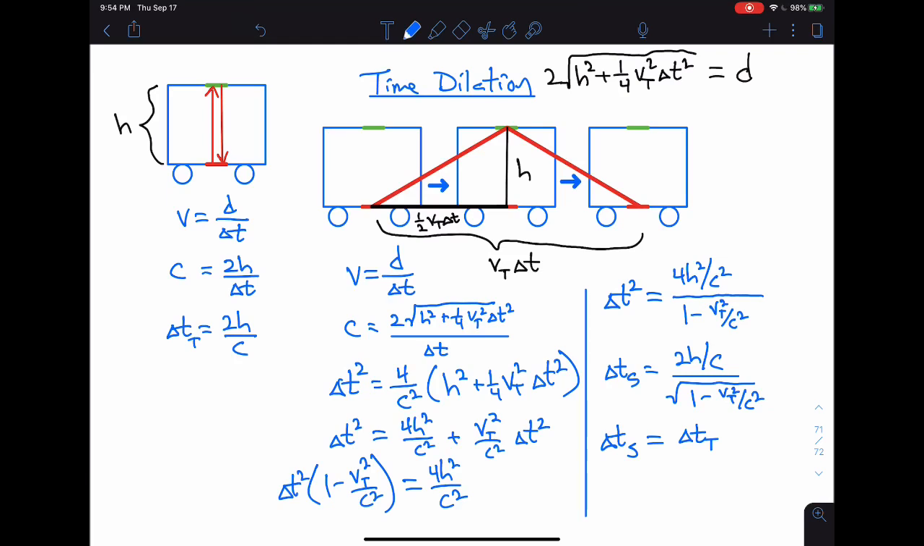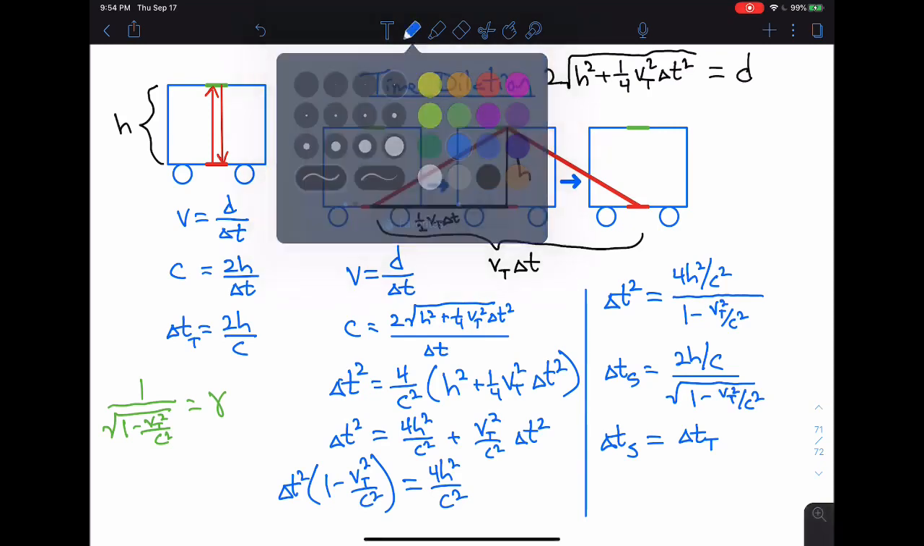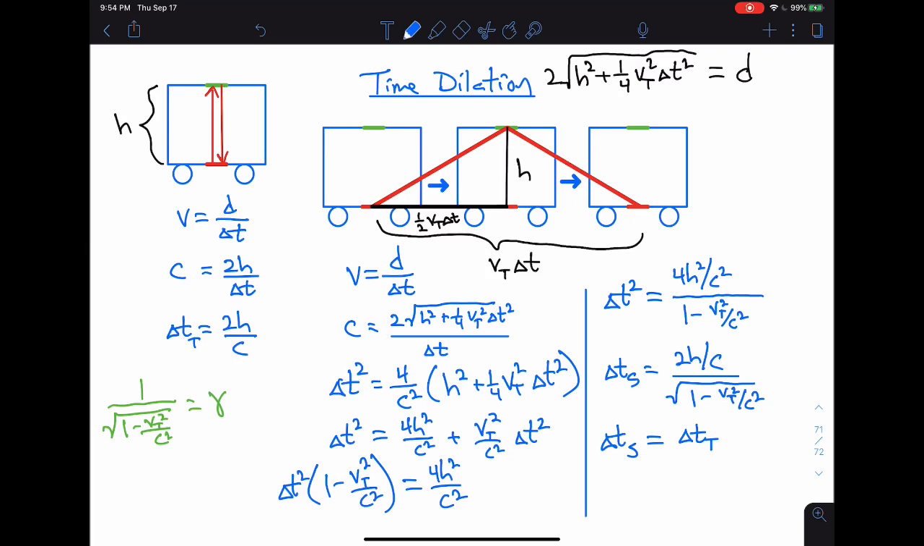let me write this in a different color just to make it obvious. 1 over the square root of 1 minus v sub t squared over c squared, that's commonly referred to as gamma. So I end up with this relationship, delta t sub t times gamma. And actually, it's usually written the other way. Let me write it again. This is usually written as delta t sub s equals gamma delta t sub t.